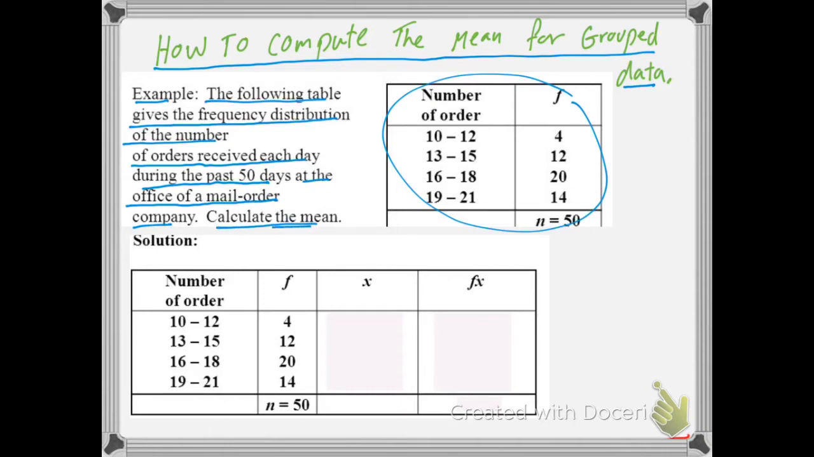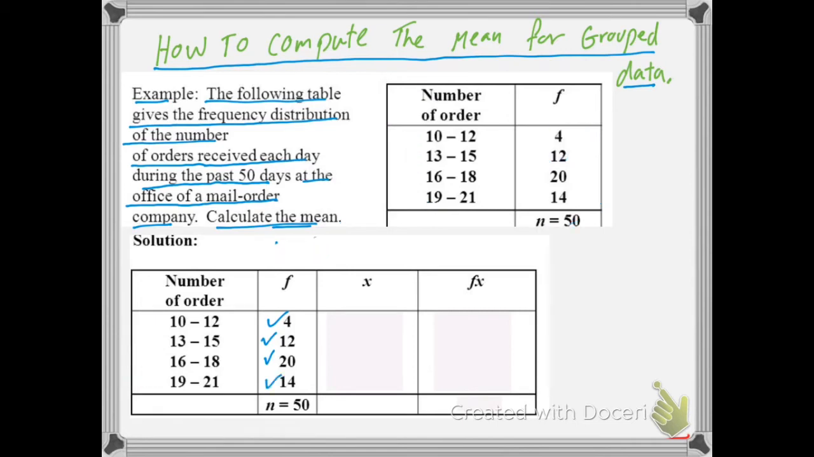Then to calculate this mean, try to insert those data inside this big table. The first interval from 10 to 12, after that from 13 to 15, and then from 16 to 18, and from 19 to 21. And the next column, put the frequencies. Those he gave to you: 4, 12, 20, after that 14.